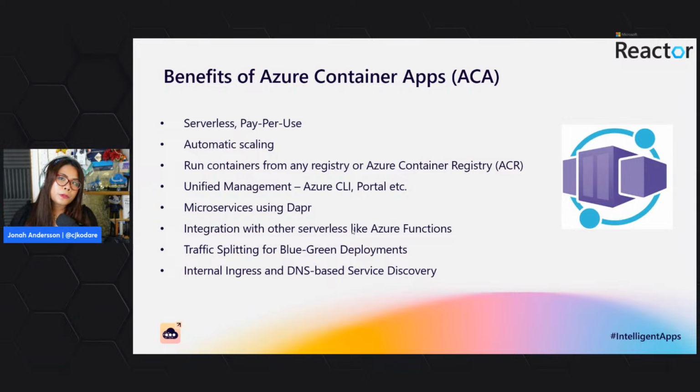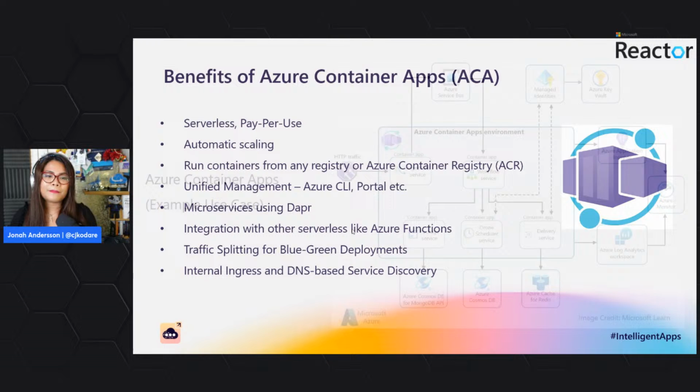And it also supports traffic splitting in terms of blue-green deployments and internal ingress using DNS-based service discovery feature. And I know there are more features coming up. Probably some of them I missed presenting here, but there's more, and these are just the top ones that are good. And of course, you can use the CLI for this, so you can manage it anywhere. You can do it on Portal, CLI, and today in my demo, I will also show how it looks on Azure Developer CLI.